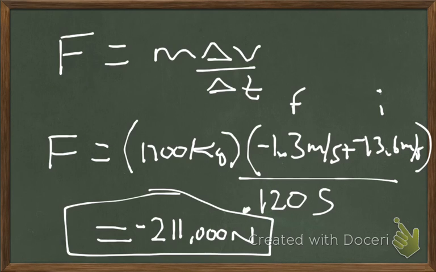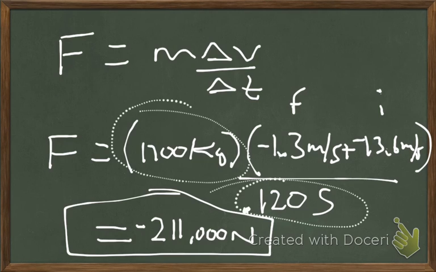Why is it so huge? Well, we have an incredibly massive thing, and we did it in a very short amount of time. So that's going to give us a large number divided by a very small number. We're going to get a very big number.